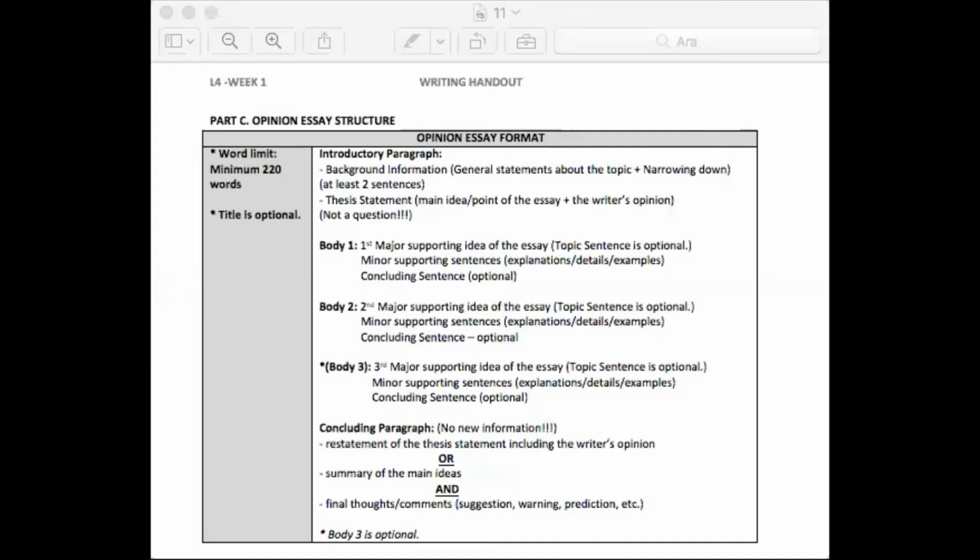Finally, it leaves the reader with the writer's final thoughts on the subject. There can be a warning, a prediction, or a suggestion. However, in this paragraph, there shouldn't be any new information.